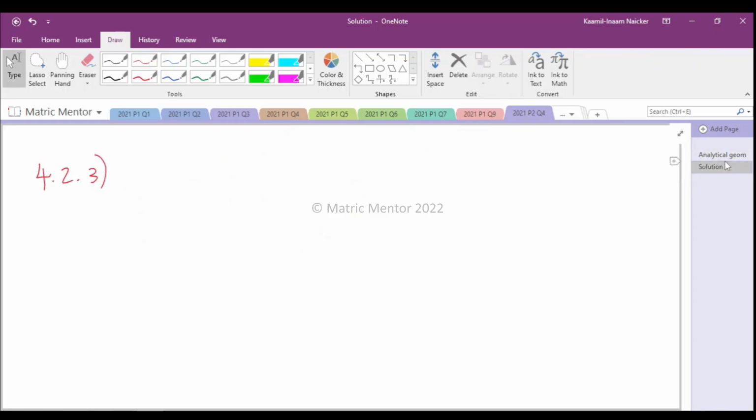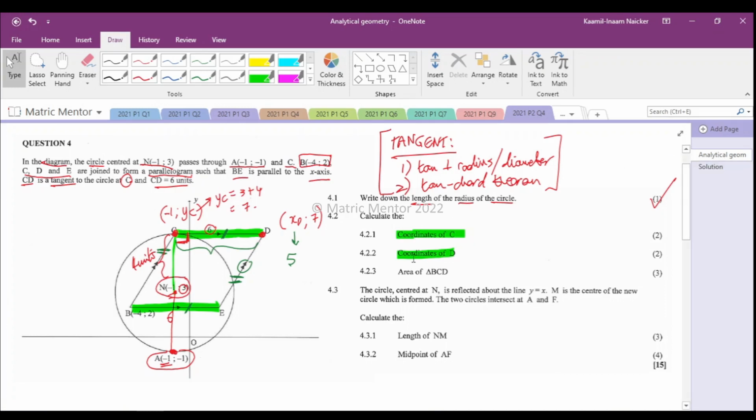4.2.3. Okay. So 4.2.3, calculate the area now of triangle BCD. So this is where things get interesting, right? Here's triangle BCD. Now you're thinking, how am I going to find the area of this triangle? So remember, what do I need? I need a perpendicular height here, and I need the length of the base. So it's base times perpendicular height, right? That is the area formula.